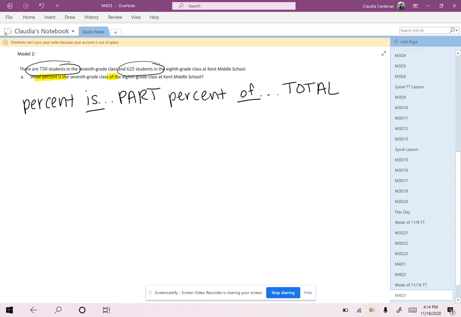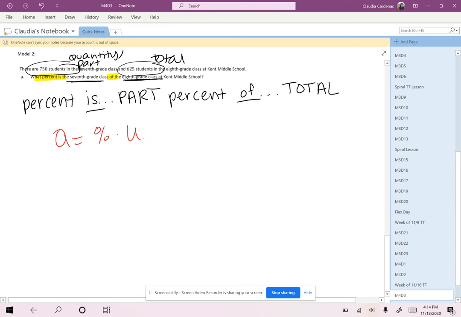So now that we've identified our part and total, right? We now know that the percent is 7th grade is the quantity or the part. And 625 for the 8th grade is the total. We can write our equation to solve. So quantity equals percent times whole, replacing Q with 750. We don't know the percent, so we're going to leave that there. But we do know the whole amount is 625. So using our inverse operations, let's go ahead and work backwards to solve.